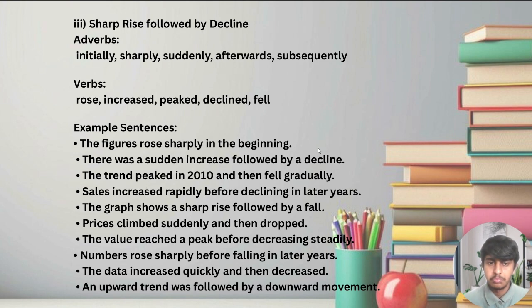Number 6: price climbed suddenly and then dropped. This sentence shows a quick change in both directions. This sentence talks about changes in both directions. Price climbed suddenly and then dropped.